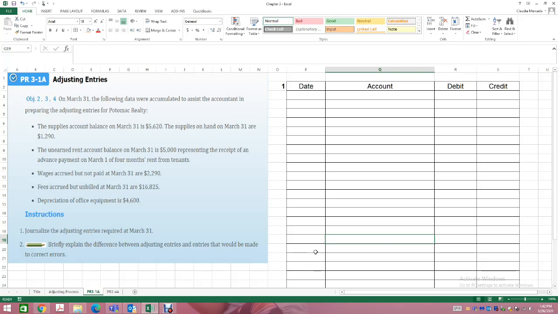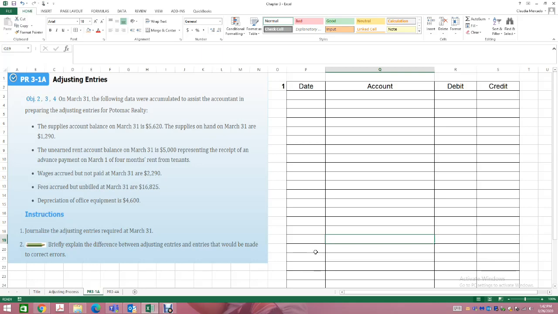So it says, on March the 31st, the following data were accumulated to assist the accountant in preparing the adjusting entries for Potomac Realty. And then they give you 5 different transactions. They're asking you to journalize the adjusting entries required at March 31st. So we are doing end of period adjustments as of March the 31st. Okay, so that is the first requirement that we're going to tackle.